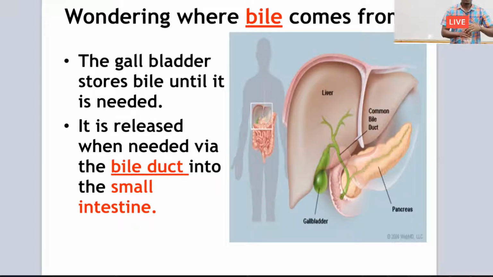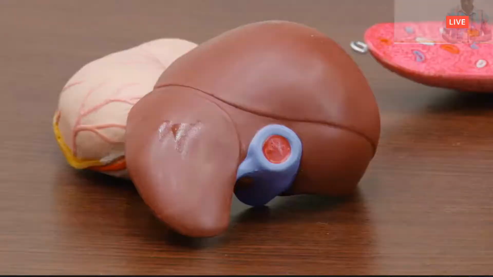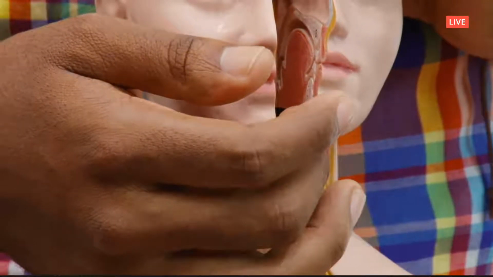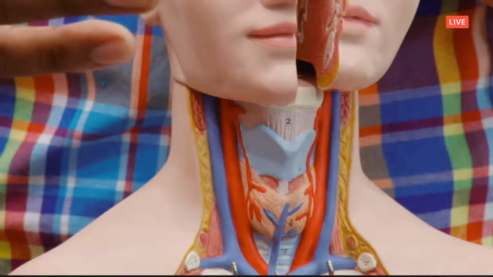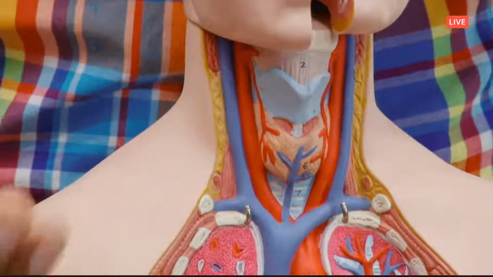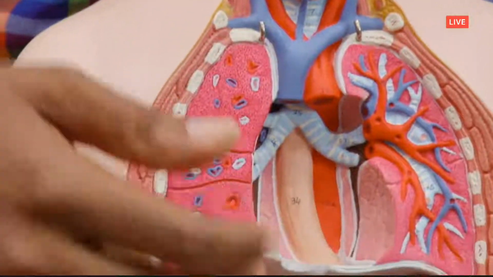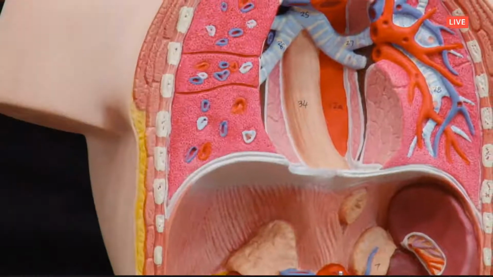Right, so let's just backtrack one more time. We have the mouth. You can see right here, the food goes through here. Mechanical digestion takes place here. Contraction, relaxation, peristalsis, that's the process. The esophagus, it goes down here into the stomach.